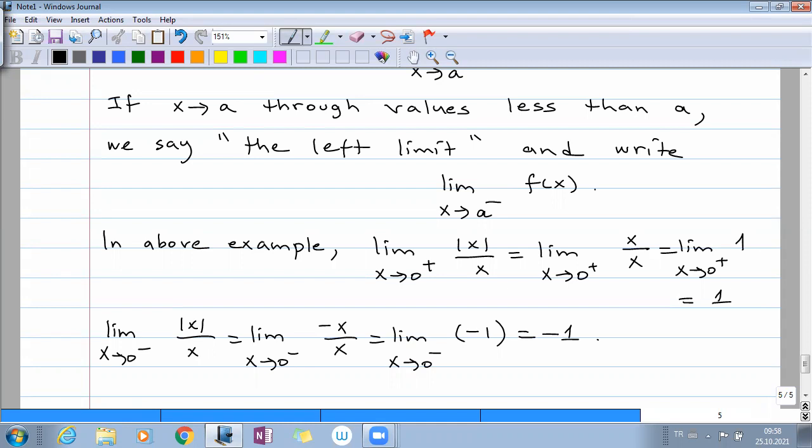So the limit would have a value if it was specified whether it's a right limit or a left limit. Yes, so if the right limit turns out to be different from the left limit, it means there is no limit value.